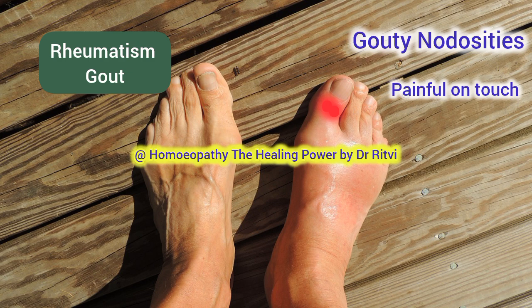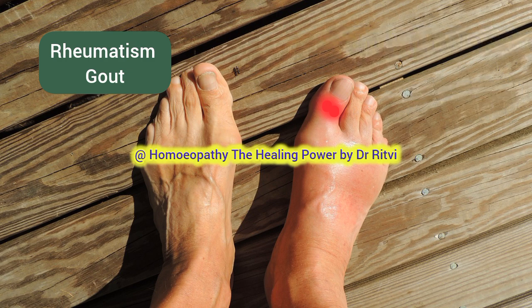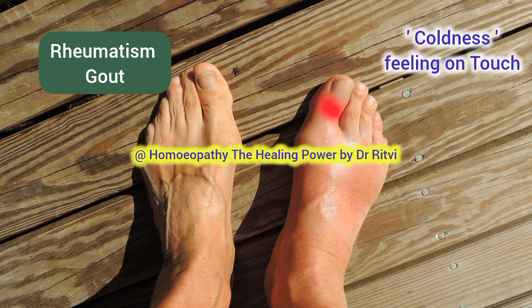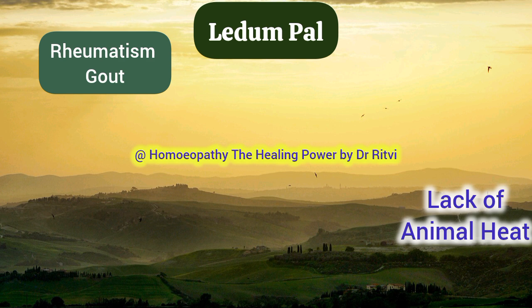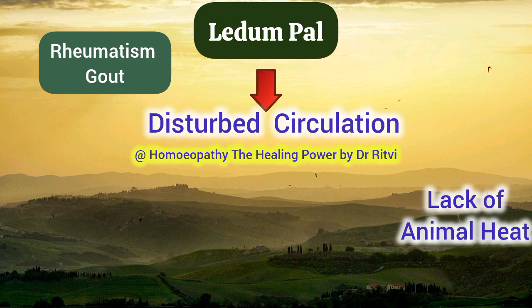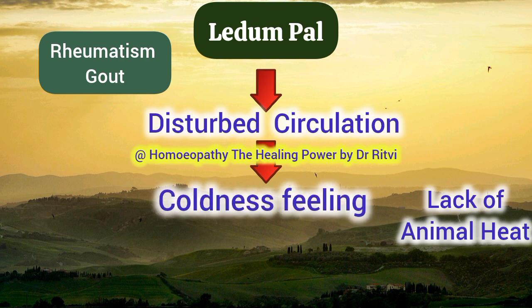The most important symptom to be noted here is that there will be a coldness sensation on touch. That means all of these joints which are involved in rheumatism and in gout are extremely cold to touch. But still, cold ameliorates the complaints because in Ledum pal there is a lack of animal heat. And also in the pathogenesis itself we have studied that the circulation gets disturbed. The circulation reduces and on the external surface coldness is felt by the patient.